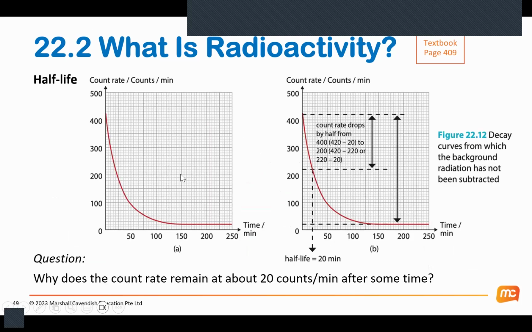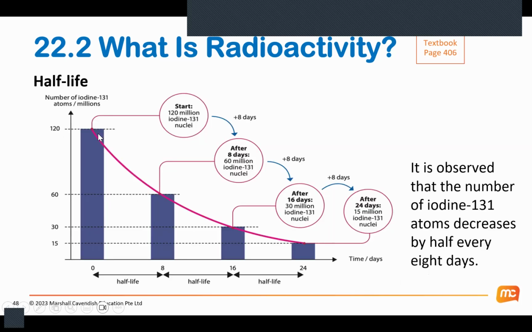Okay, I give you more examples over here so you can take a look at this, but not every time it will be like this. So 120 drops to 60, 60 drops to 30. This is in fact considering that there is no background radiation at all. So the 120 all belongs to iodine-131 atoms.